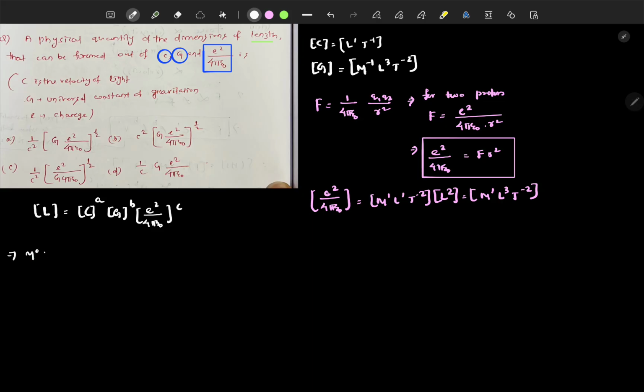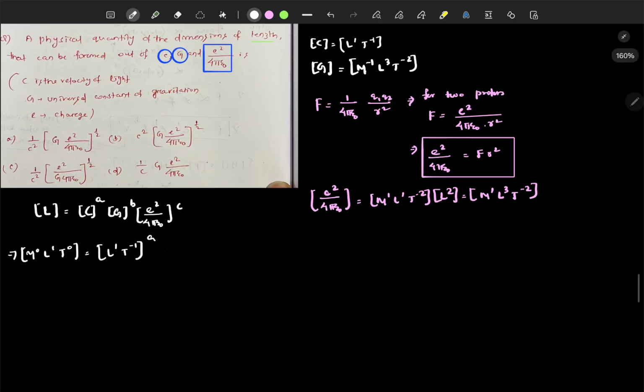L1 means M0 L1 T0. Then C dimension is L1 T minus 1, its power is A. Next, G is M minus 1, L 3, T minus 2, power B. Be very attentive when you are trying to solve this question. Then e square by 4 pi epsilon naught dimension is M1 L3 T minus 2, power C.